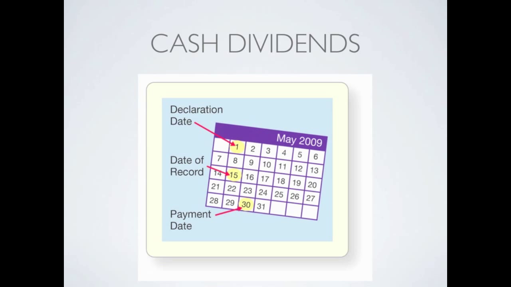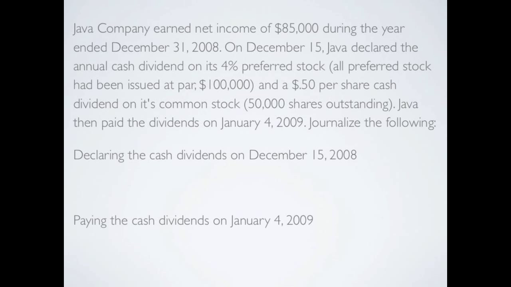So let's look at a simple example here of the payment of dividends. We have Java Company. They earned net income of $85,000 during the year ended December 31st, 2008. On December 15, Java declared the annual cash dividend of its 4% preferred stock, and all preferred stock had been issued at par, which was $100,000, and a 50-cent per share cash dividend on its common stock, 50,000 shares outstanding. Java then paid the dividends on January the 4th, 2009. Journalize the following. The declaring of the cash dividends on December 15th, 2008.